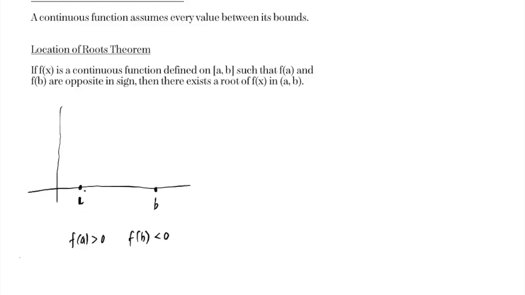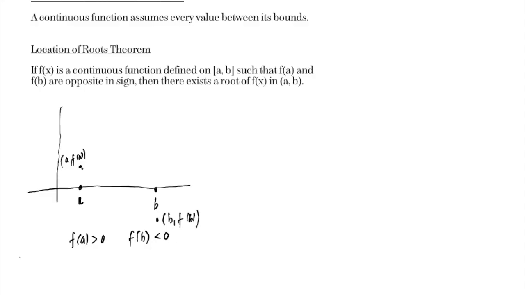Let's first take the situation that f of a is greater than 0 and suppose f of b is less than 0. Now this f of a greater than 0 means f of a lies above the x-axis, and f of b less than 0 means f of b lies below the x-axis. So therefore this point has the coordinates a comma f of a, and similarly this point here has the coordinates b comma f of b.